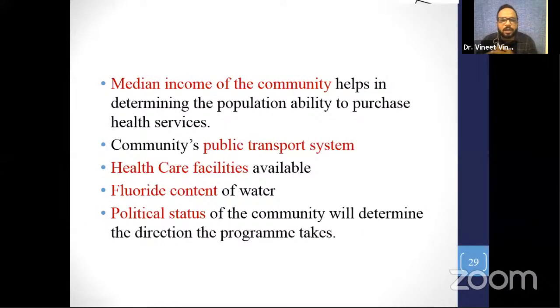You have to look into the median income of the community. You have to look into the public transport system, healthcare facilities, fluoride content of the water, and political status of the community. Okay, because when you are implementing something in a particular section of a society, you can include the political leaders of that particular area or the community head leaders of that particular area. So they are important. So you have to know the political status of the community.